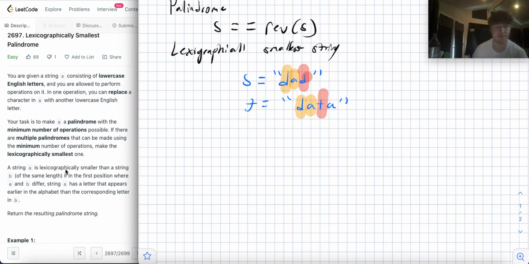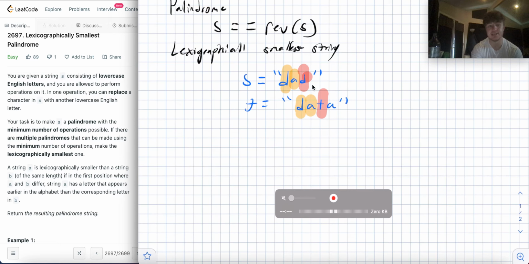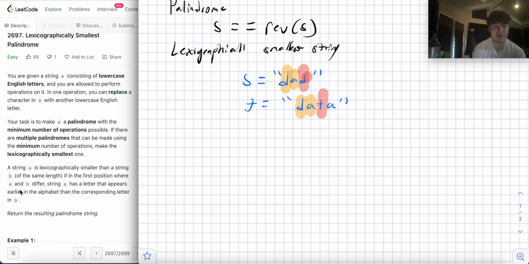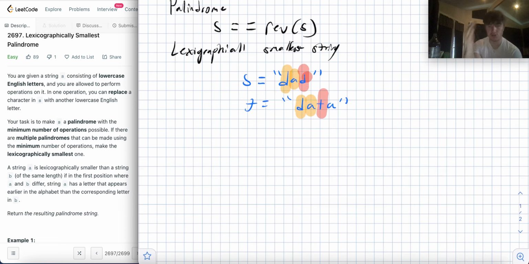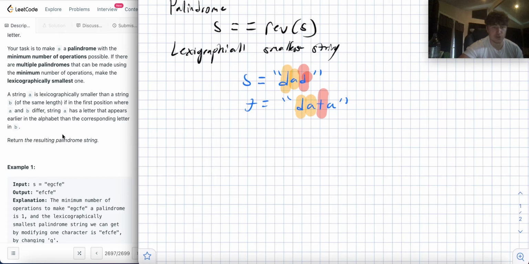So a string A is lexicographically smaller than a string B if, at the first position where A and B differ, which is this D and this T, string A has a letter that appears earlier in the alphabet than the corresponding letter in B. So D comes before T, so dad would come before data. Those are the only two basic ideas we need to understand just to comprehend what they want, because we have to know what a palindrome is and how to create one, and we have to know what a lexicographically smaller string is in order to determine the lexicographically smallest string which is a palindrome. Return the resulting palindrome string.